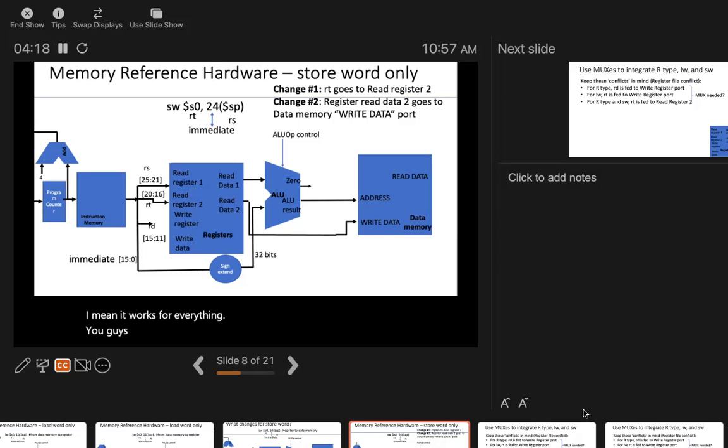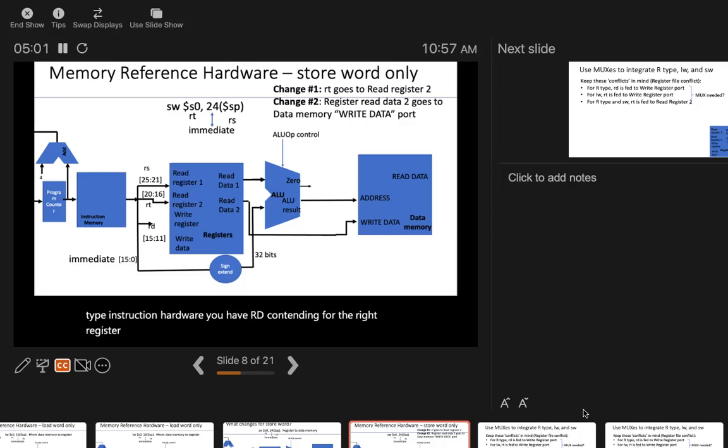All right. Okay. Jazz hands one more time. Now, with the load word instruction, here's the deal. With the load word instruction, we had sent RT to write register. But for the store word instruction, we have sent RT to read register 2. When it is an R type instruction, RD goes into the write register, right? So if you were to think about store word hardware and R type instruction hardware, or even load word hardware and R type instruction hardware, you have RT and RD contending for the write register, right?